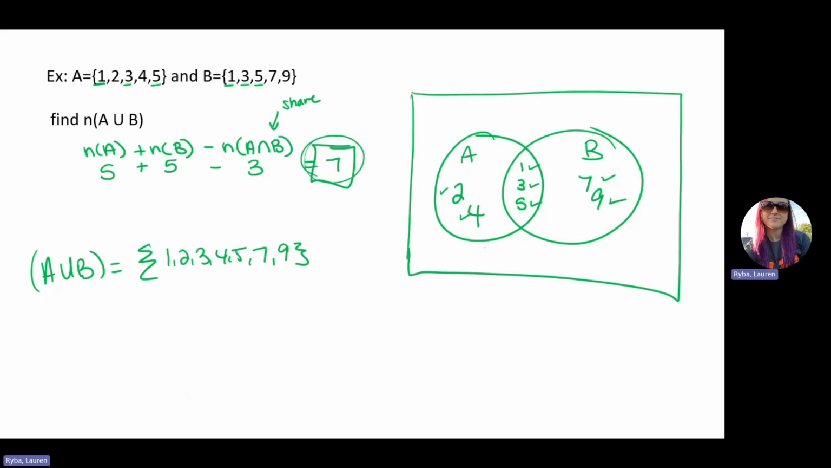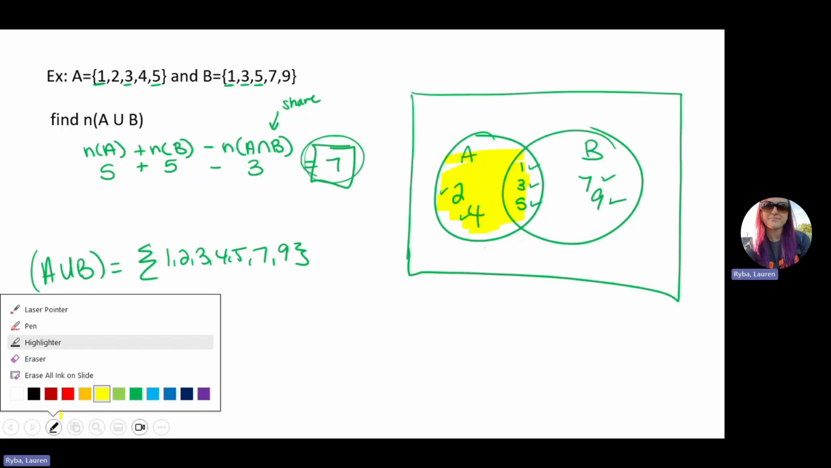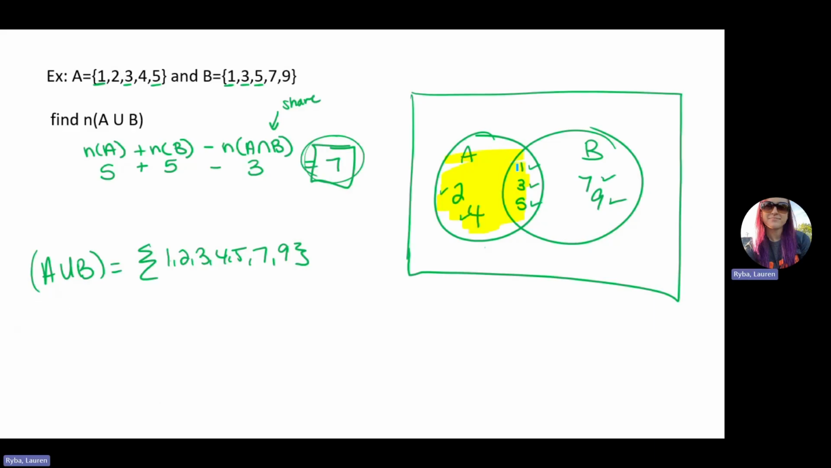The reason the formula works the way that it does is because if I add all of these, there are 5 of them here, and then I go and add these 5, the problem is that I've counted those 3 in the middle twice. I've counted them in circle A, and I've counted them in circle B. So what I have to do is I have to subtract out a set of duplicates. That's why this formula works the way that it does.